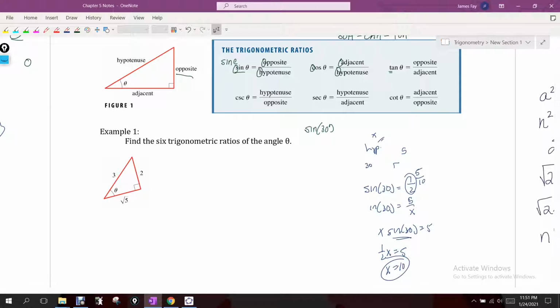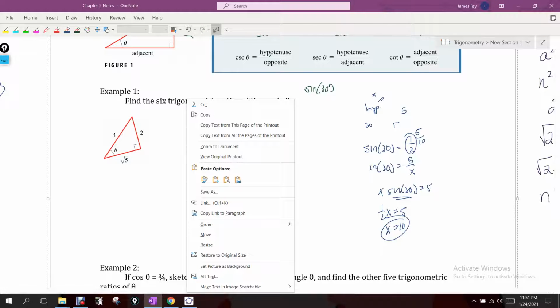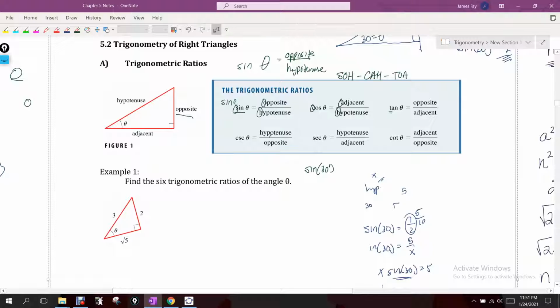A general practice they're going to ask us to do initially is to take a triangle. They're going to give you all 3 parts and ask you to write the 6 trig ratios. Now I didn't mention these bottom ones, so let's talk about them. Opposite over hypotenuse is sine. Hypotenuse over opposite is cosecant. So these are reciprocals. Sine and cosecant are reciprocals.